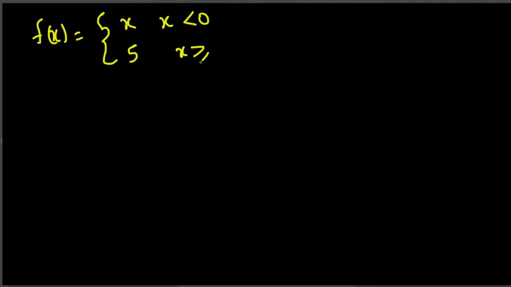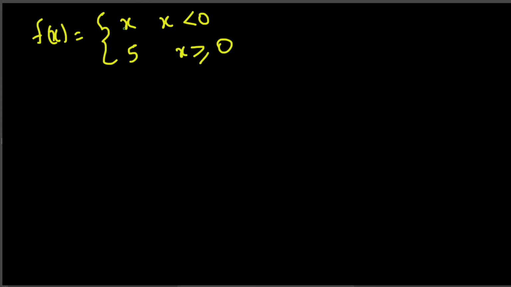Now let's go ahead and see a piecewise function. First I'm writing this one. f of x is equal to, curly bracket, x contains this function when x is less than 0, and 5 when x is greater than or equal to 0.